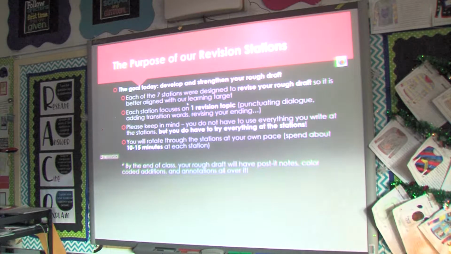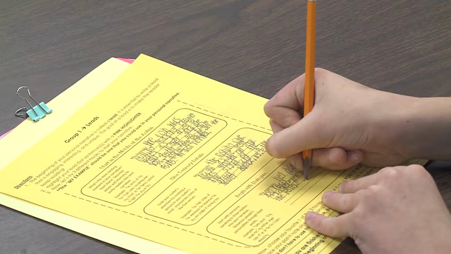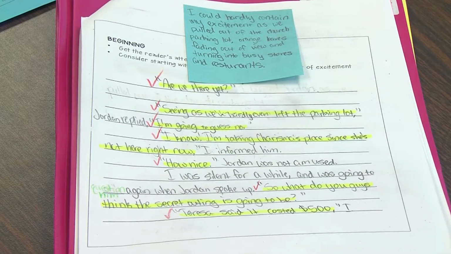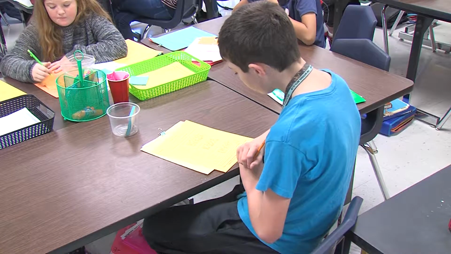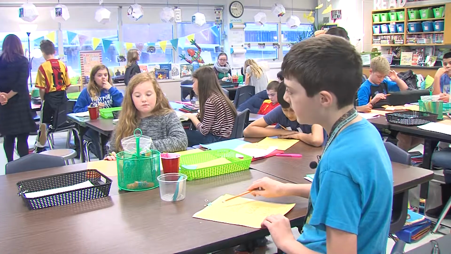Today you're going to take a look at a part of our writer's workshop where the kids are engaging in some revision stations. We've already talked about the personal narrative, we've talked about good elements in a personal narrative, looked at a lot of examples, and the kids have written their first draft, and today they're trying to make it better. I am working on Group 1 for leads.